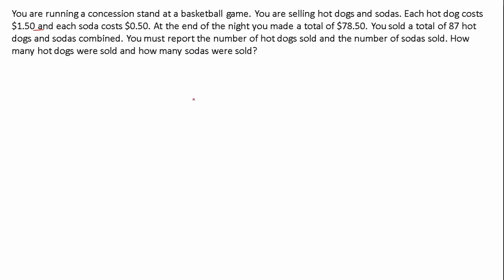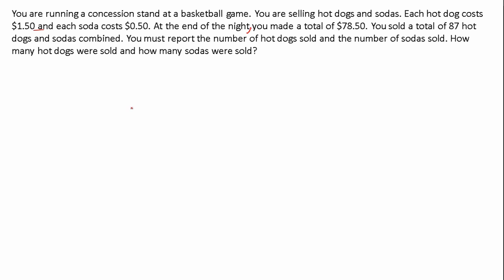Alright, this final question says you're running a concession stand at a basketball game. You're selling hot dogs and sodas. Each hot dog costs $1.50 and each soda costs 50 cents. At the end of the night, you make a total of $78.50. You sold a total of 87 hot dogs and sodas combined. You must report the number of hot dogs sold and the number of sodas sold. How many hot dogs were sold and how many sodas were sold?